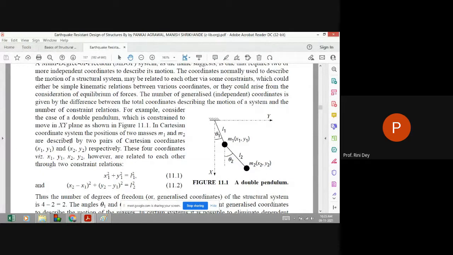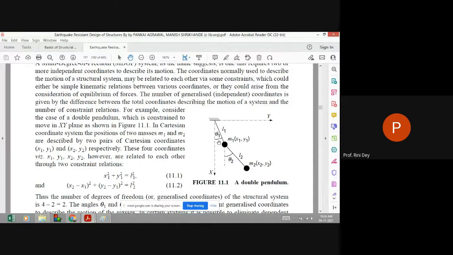In the coordinate system, the positions of the two masses m1 and m2 are described by two pairs of Cartesian coordinates, x1, y1 and x2, y2 respectively. These four coordinates x1, y1, x2, y2 are, however, related to each other through two constraint relations. So now we can make two possible constraint relations.